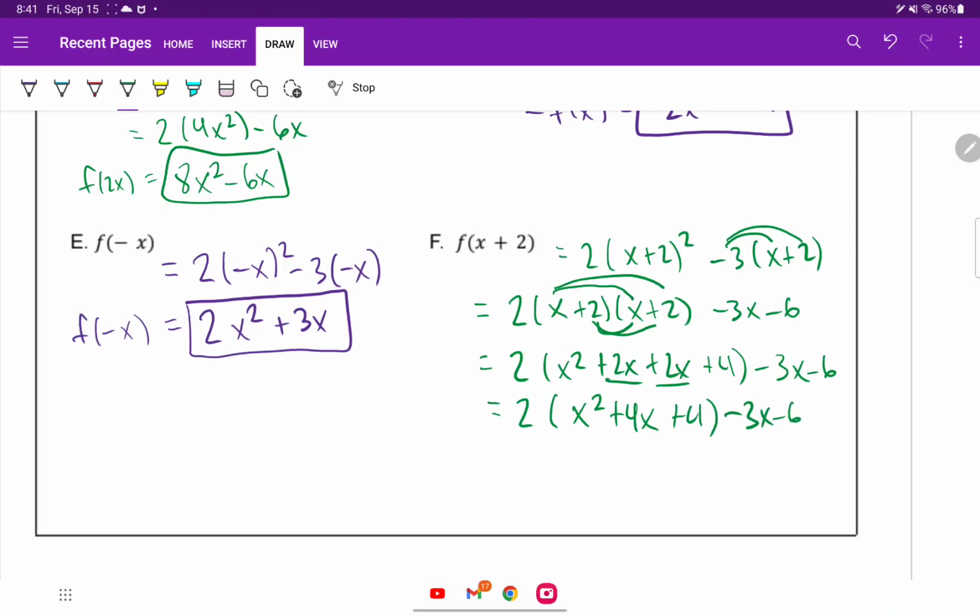And now I'm down to my last 2 steps. Now we're going to distribute the 2. So 2 times x squared is 2x squared. 2 times 4x is 8x. And 2 times 4 is 8 minus 3x minus 6.